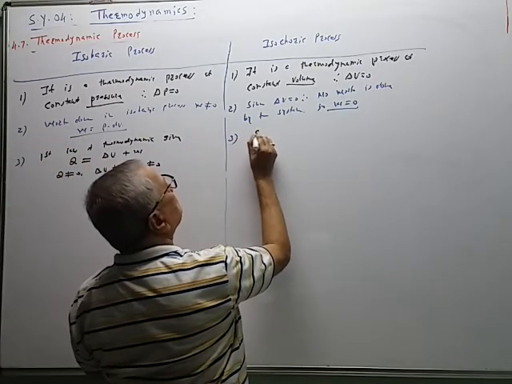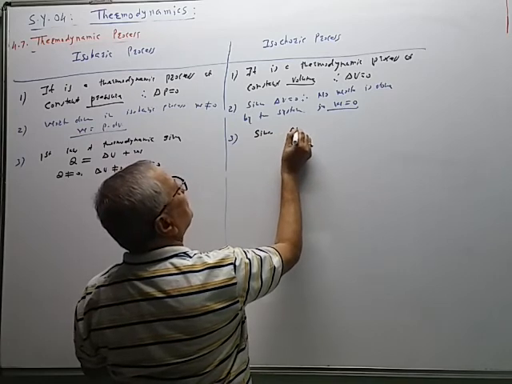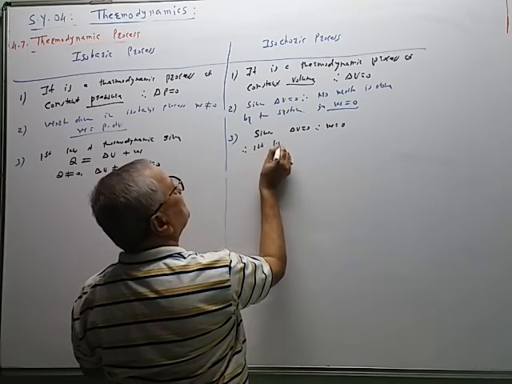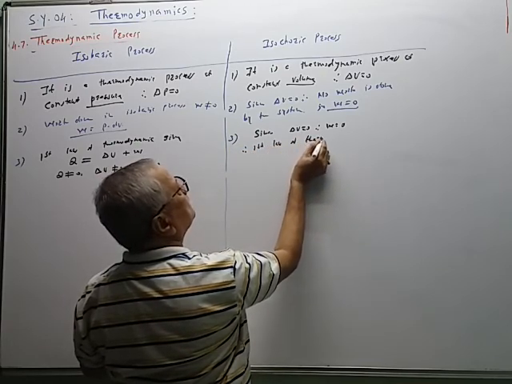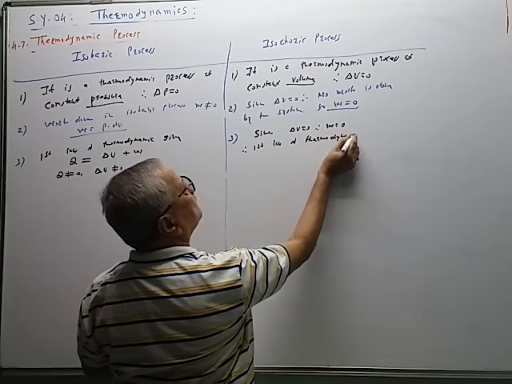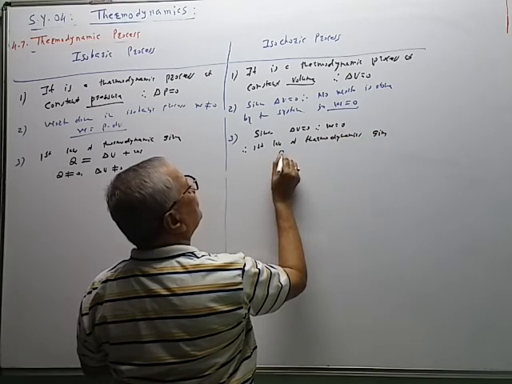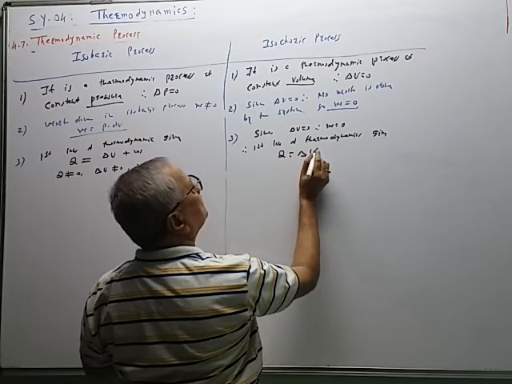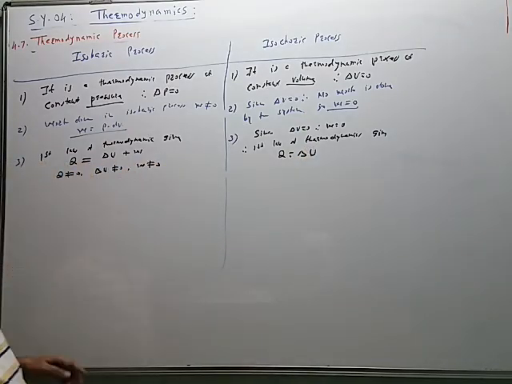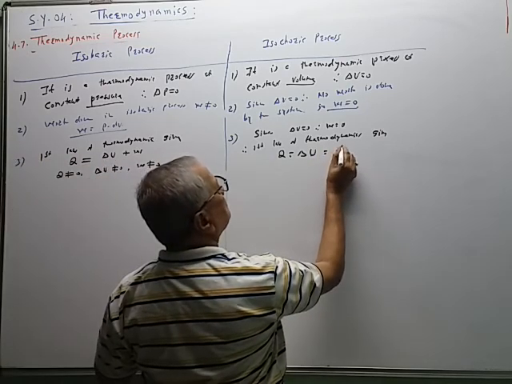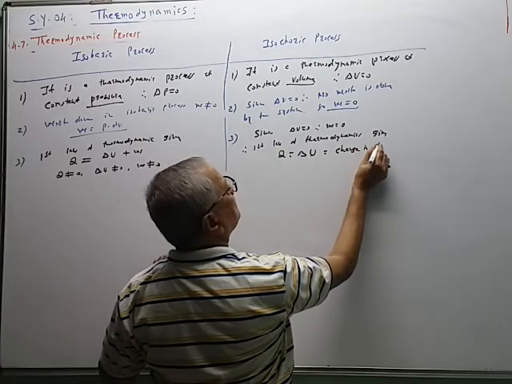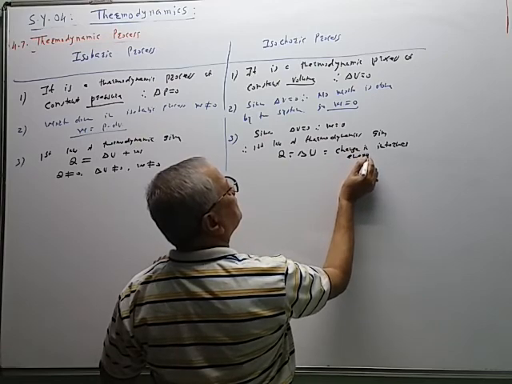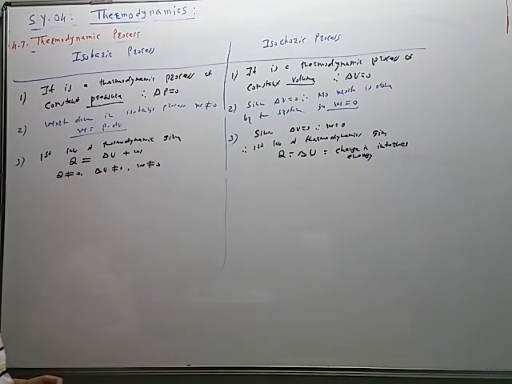Since delta V is equal to 0, therefore W is equal to 0, therefore first law of thermodynamics gives Q is equal to delta U. With W zero, Q is the change in internal energy.